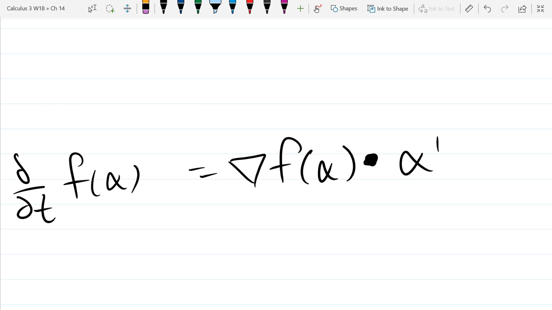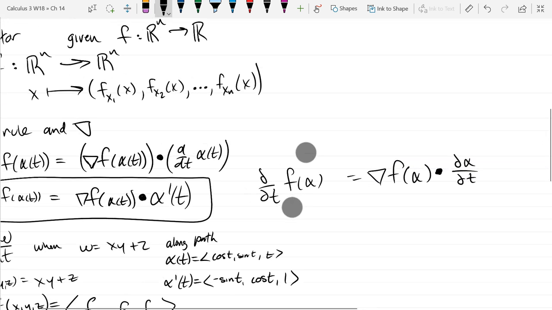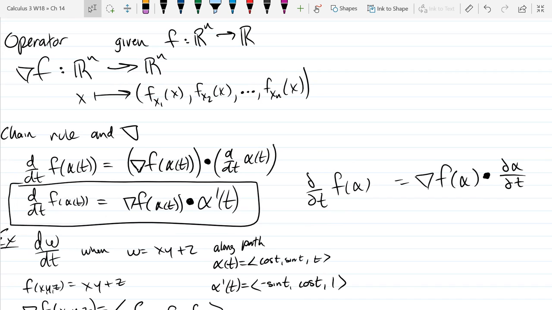All right, so I can't write a prime. That's fine. This will be partial alpha over partial t. What I wrote down is pretty much exactly the same, though. It's just the partial version. So it's really no different. It's just the specific derivative you're taking of alpha.